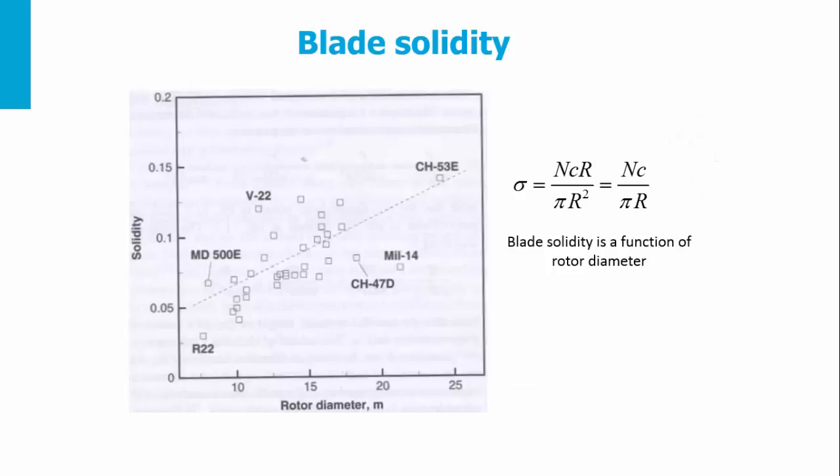The values of this solidity vary as a function of the rotor diameter between 0.05 and 0.15. Here you have the graph for different helicopters. You see there the Robinson R-22, the Chinook CH-47, the V-22 Osprey and other aircraft.